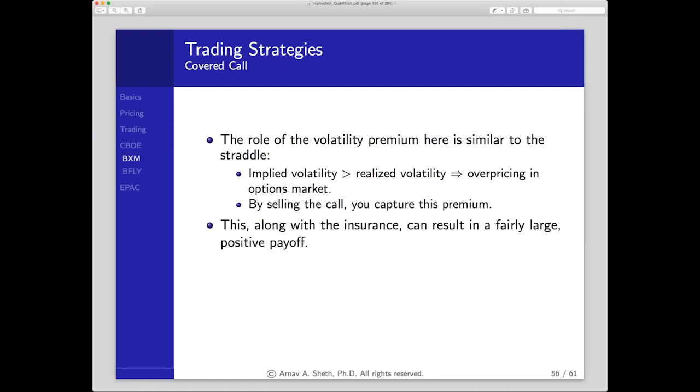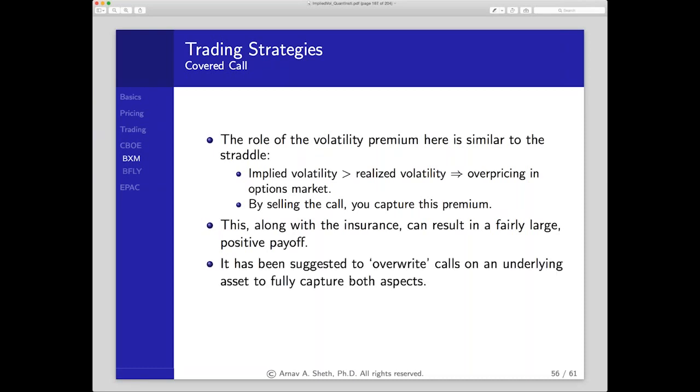So we look at the volatility premium here in the same way as we did a straddle. If the implied volatility is greater than the realized volatility, in other words, if the volatility premium is positive, so we've seen that it can be positive, that means that the option is overpriced, and by selling the call, you're capturing that mispricing. Okay. So this, along with the insurance aspect of it, can result in a fairly large payoff. Okay, and I'm talking about in terms of percent.